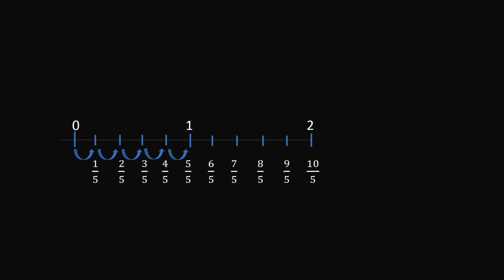Similarly, the fraction 10 by 5 gives us the whole number 2, because 10 divided by 5 is equal to 2. You can also see that when I count my fractions, my numerator changes, but my denominator, that is 5 here, never changes. It remains the same. That's because I have divided each whole number into 5 equal portions on this number line.